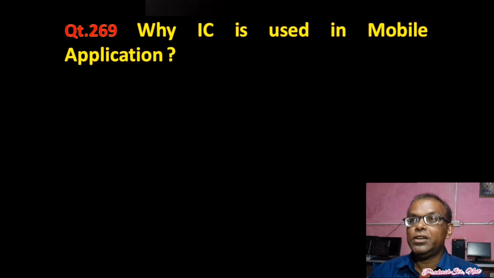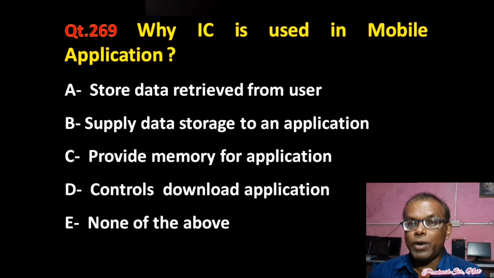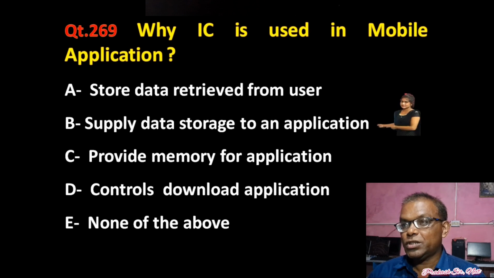Question number 269. Why IC is used in mobile application? This is a very important question. You just check. You are using mobile, then in mobile application, why IC is used? What is the function of IC? Now let us check the alternatives. Store data retrieved from user, supply data storage to an application, provide memory for application, controls download applications, and none of the above. So if you think the correct answer is point number B, that is supply data storage to an application. So that is why point number B is the correct answer. This is the important application of a mobile utility.